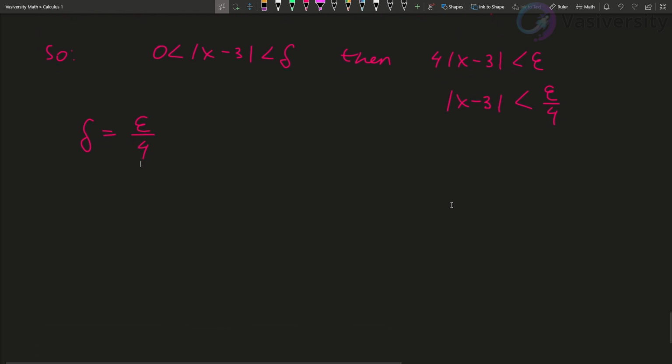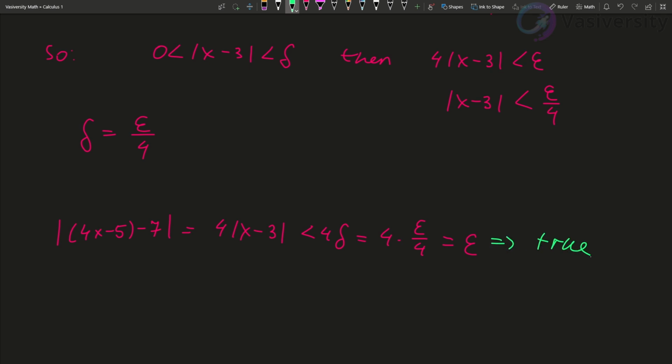So that means the absolute value of 4x minus 5 minus 7 equals 4 times absolute value of x minus 3. And since absolute value of x minus 3 is less than delta, this is less than 4 delta. And 4 delta is 4 times epsilon over 4, which equals epsilon. So we are less than epsilon. Indeed, this statement is true.